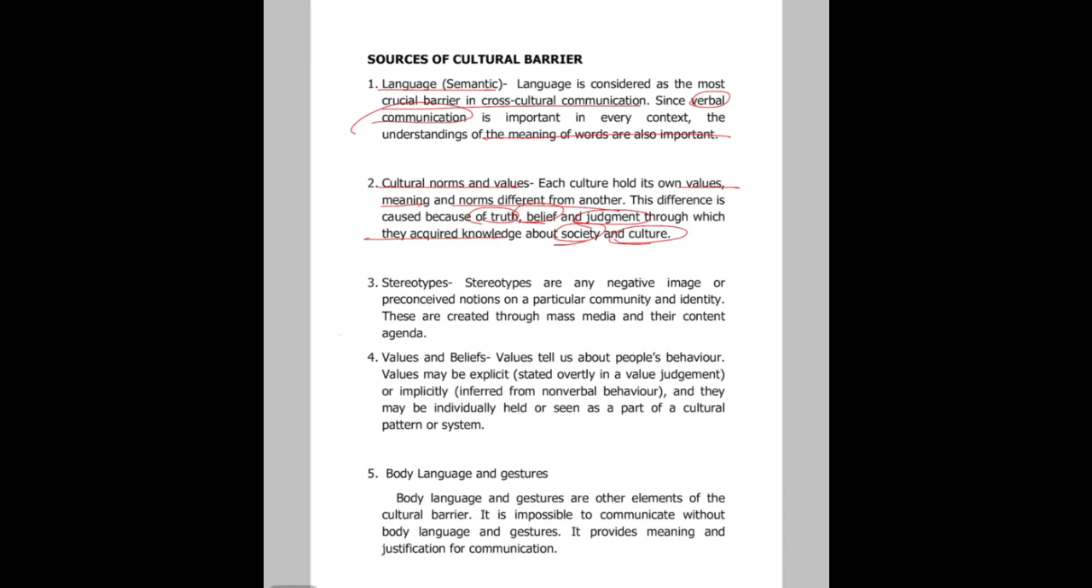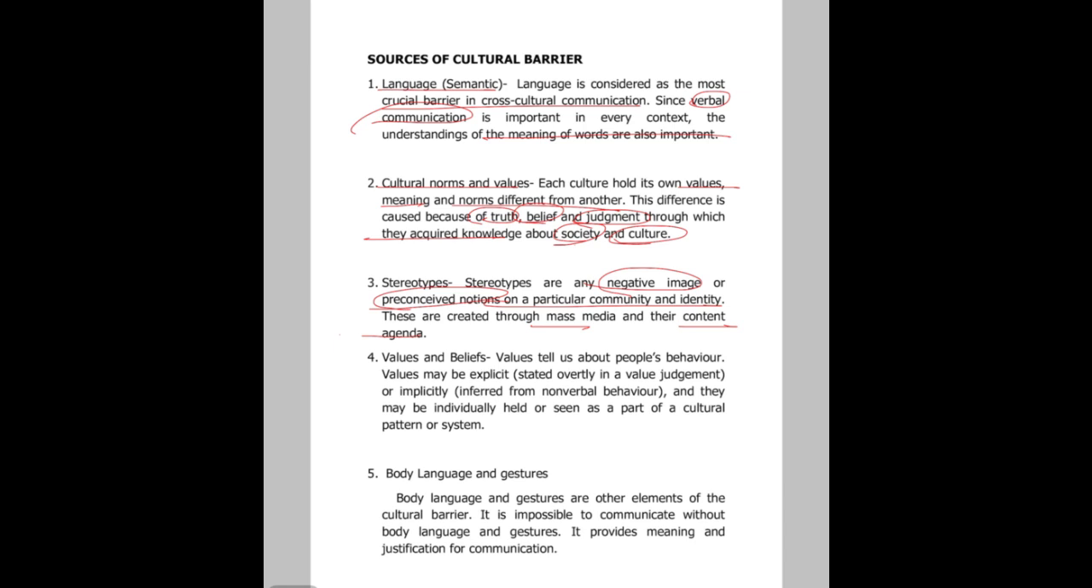So, next one is stereotypes or stereotyping. So, as mentioned a while ago, these are the negative image or the preconceived notions on a particular community and identity. These are created through mass media and their content agenda. So, si stereotyping, anything that is negative image. Yung hindi na maganda yung pinapakita. Na typically, ang nangyayari na, nagkakaroon na ng judgment na tinatawag. O nagkakaroon na ng hindi magandang identity yung isang community, yung isang tao, yung isang employee, or yung isang company.